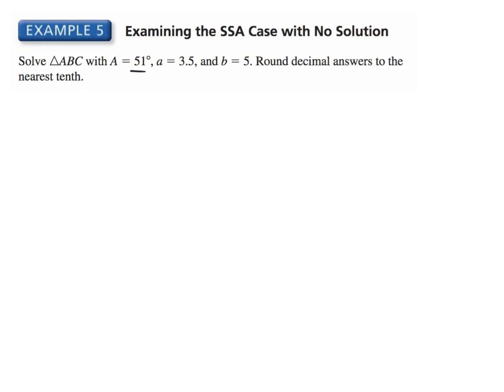So we are going to need to find this height that we looked at. And our height is 5 sine 51 degrees. That's B times sine A is what we're looking at in this case. Okay, that's going to tell us that we've got a height of 3.9.